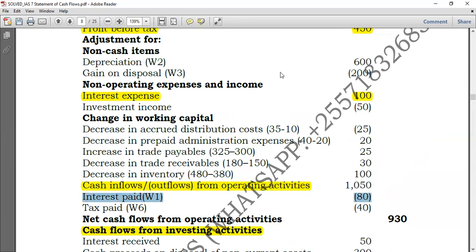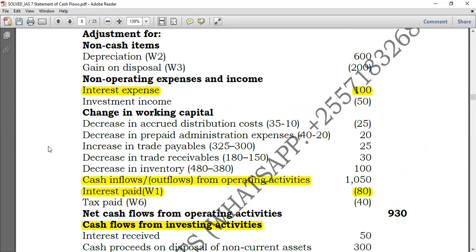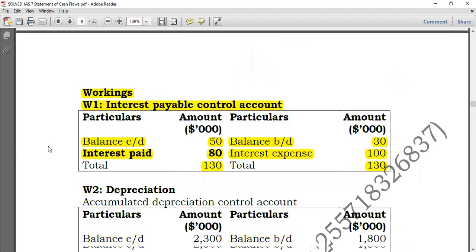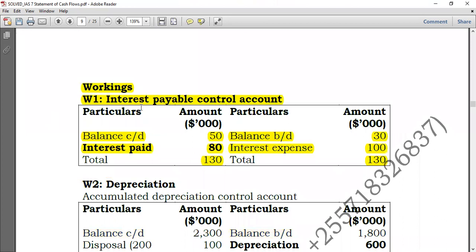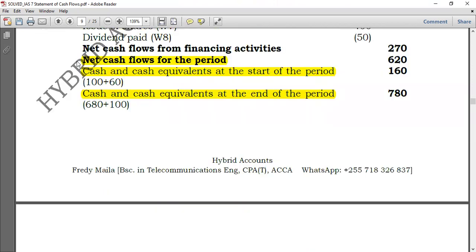Now I hope you have seen this. That's why in some situations, for example, presume that you came to the statement of financial position and you didn't find this interest payable control account. This simply means that the opening balance was 0 and the closing balance was 0. So there was no need to show that line item for interest payable. So automatically it would mean that if the interest expense was 100, I would have paid the same interest of 100 again.